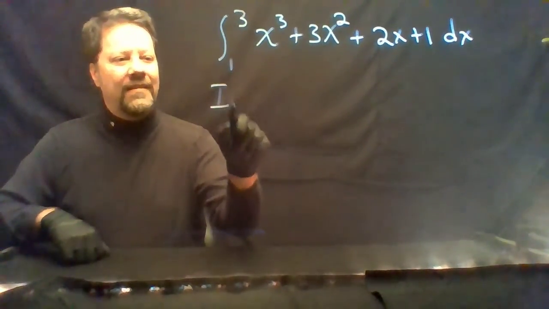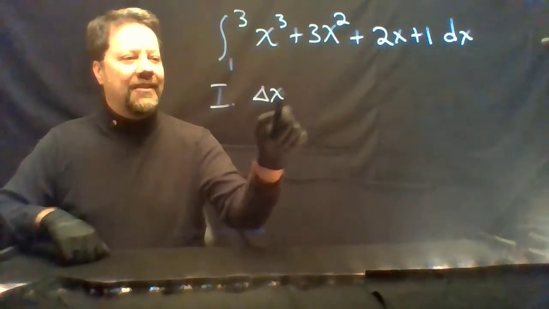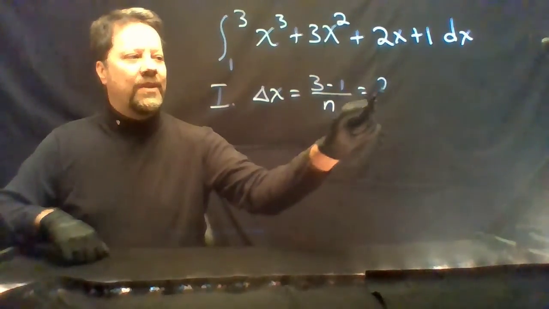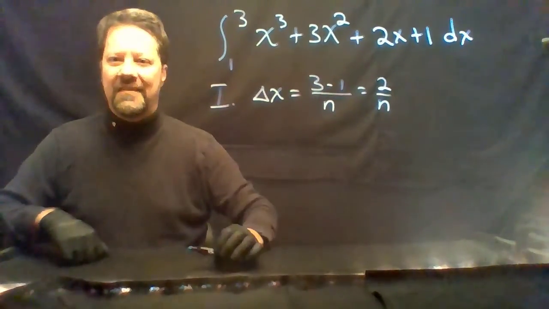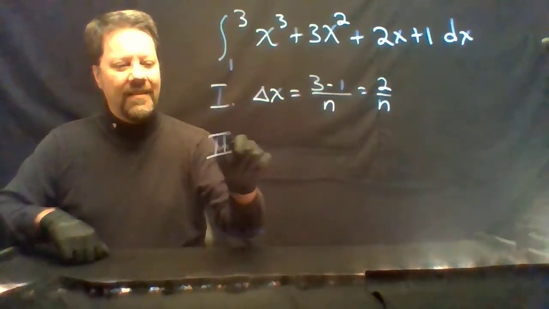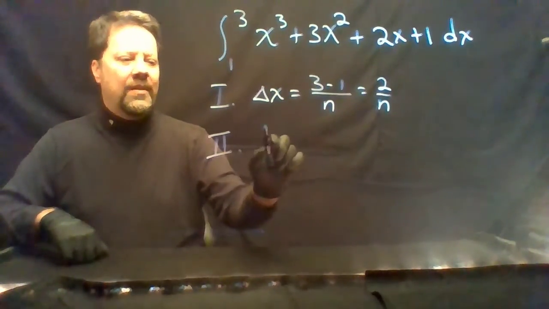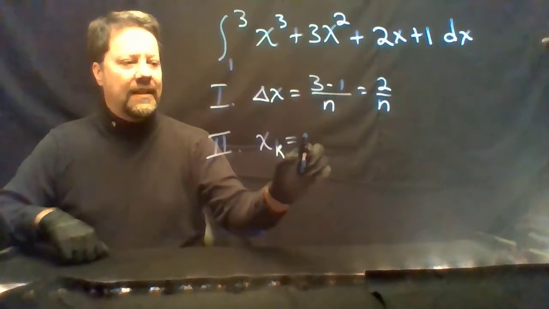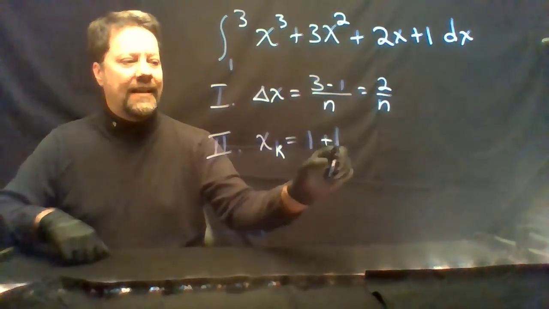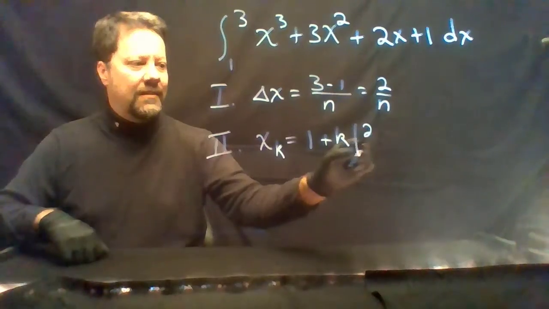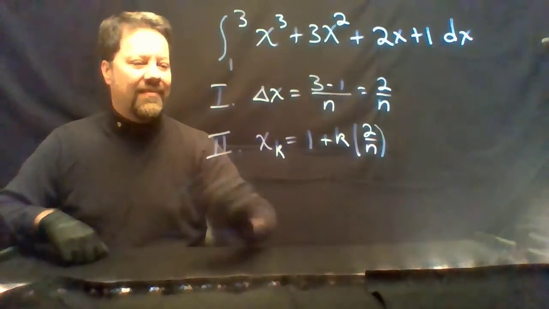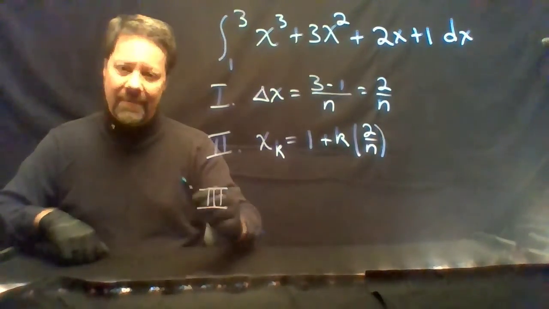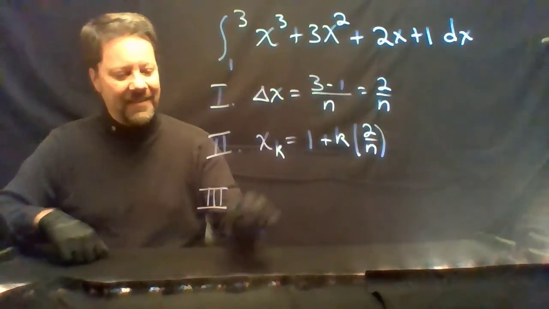On step 1, we need to calculate delta x, which is 2 over n. On step 2, we need to calculate the elements of the partition. That's going to start at 1 and add k times our delta x. On step 3, that's where all of the excitement begins.